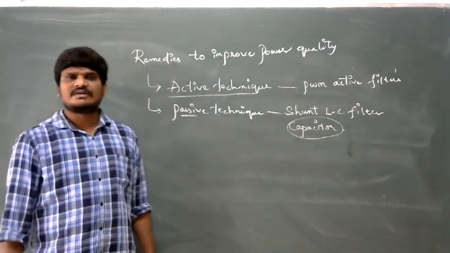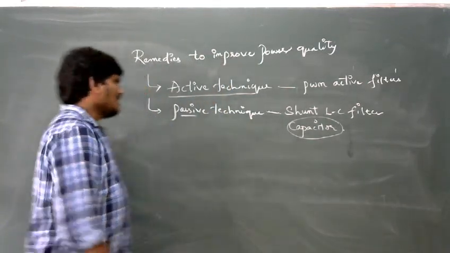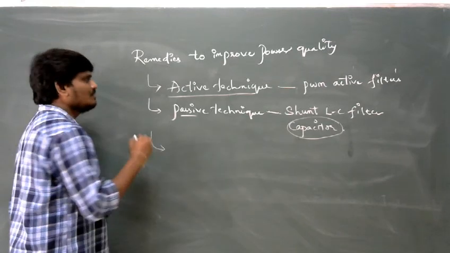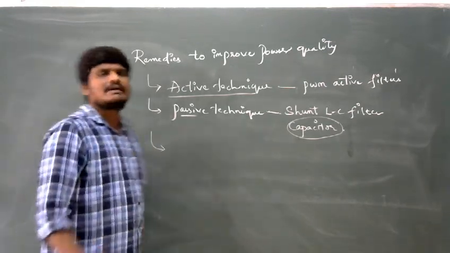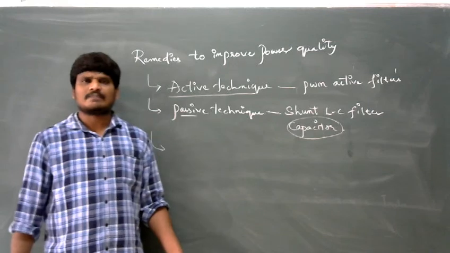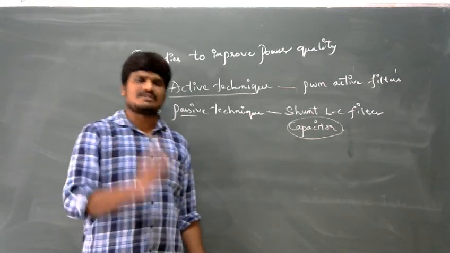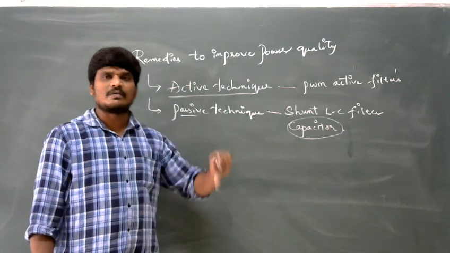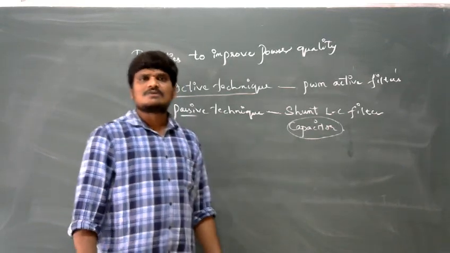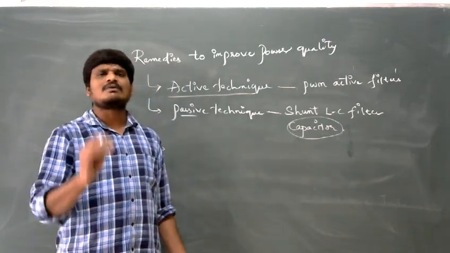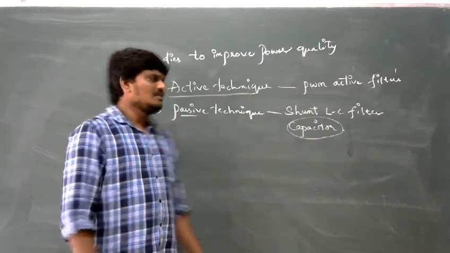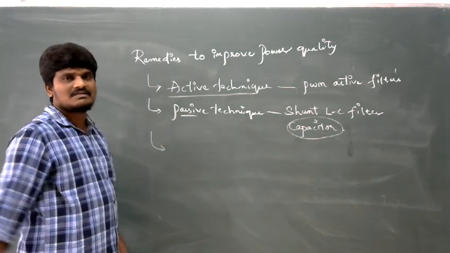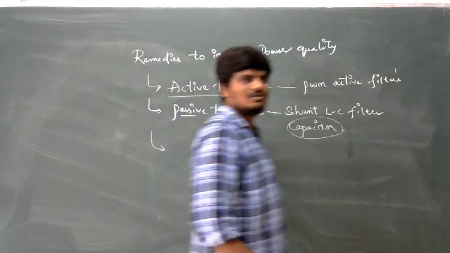And there are certain other techniques which are used to improve the power quality in a particular manner, or to a particular extent. So these are the techniques which are not used to solve the power quality problems completely. These are used to improve the power quality up to a certain extent. These are the two techniques. Along with that, there are certain other techniques which are used to improve the power quality.